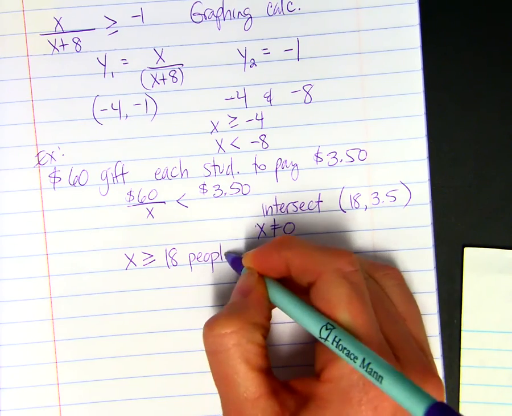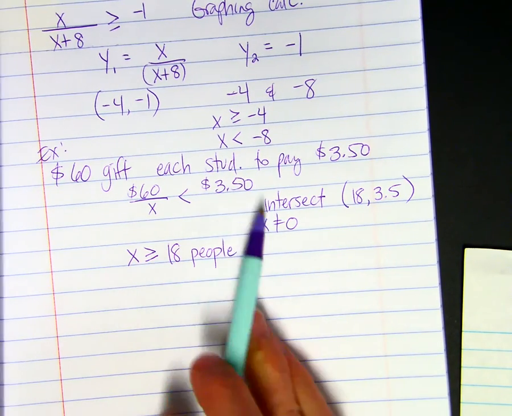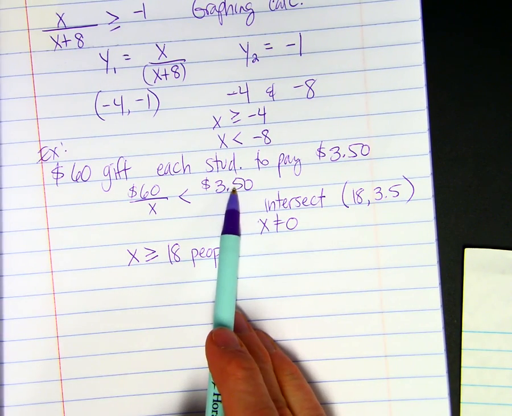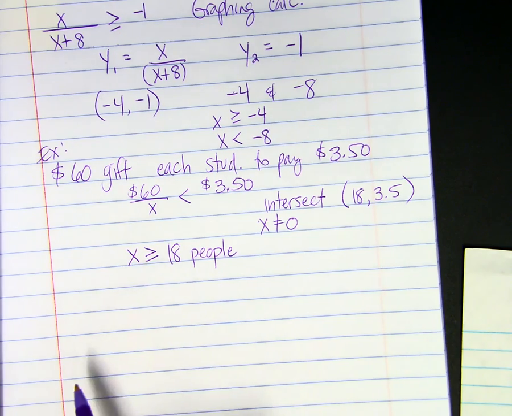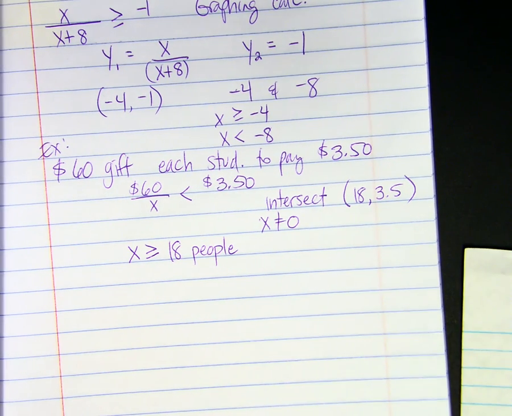So at 18, it would be equal to $3.50. You just find it and then round up. No, it's or more. If you do more, then they're each going to pay a lesser amount. Wait, that's the end of the lesson, so we can answer.